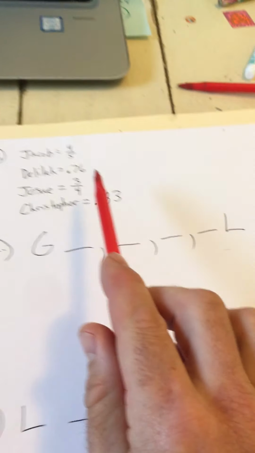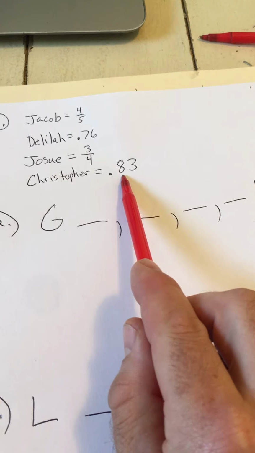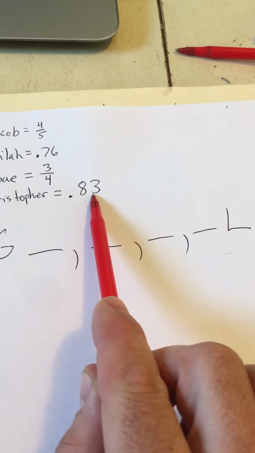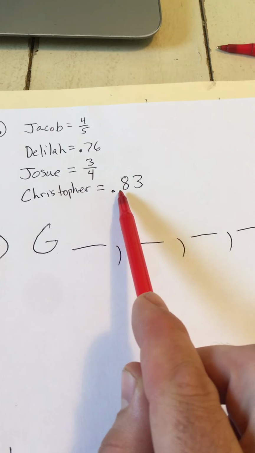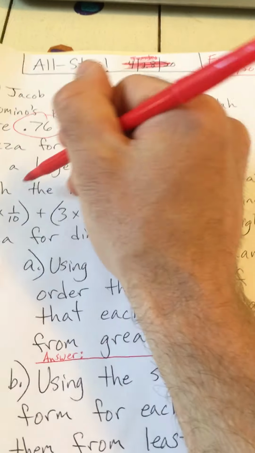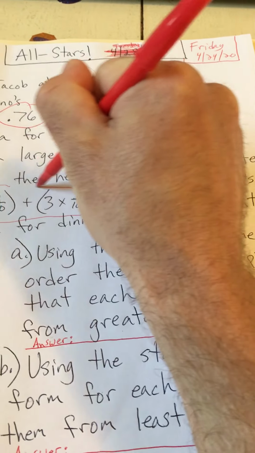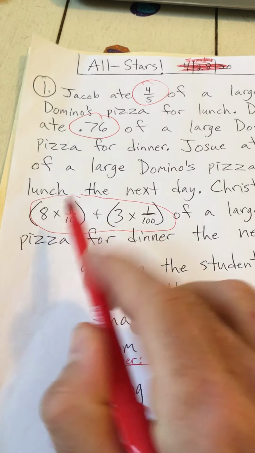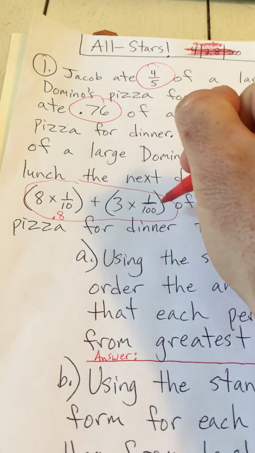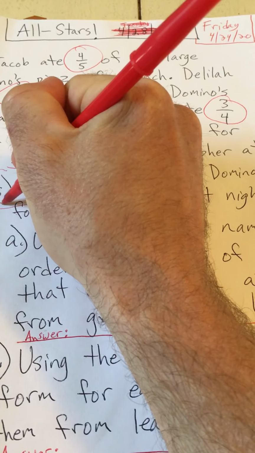So 8 times 1/10 would be an 8 in the 10ths place, right after the decimal point. And 3 times 1/100 would be 3 in the 100ths place. So Christopher's amount in decimal form is written as 0.83. So if you didn't get that, be careful with this. That's 8 times 1/10 or 8/10, so an 8 in the 10ths place. And then 3 times 1/100 would be a 3 in the 100ths place, or 0.83.